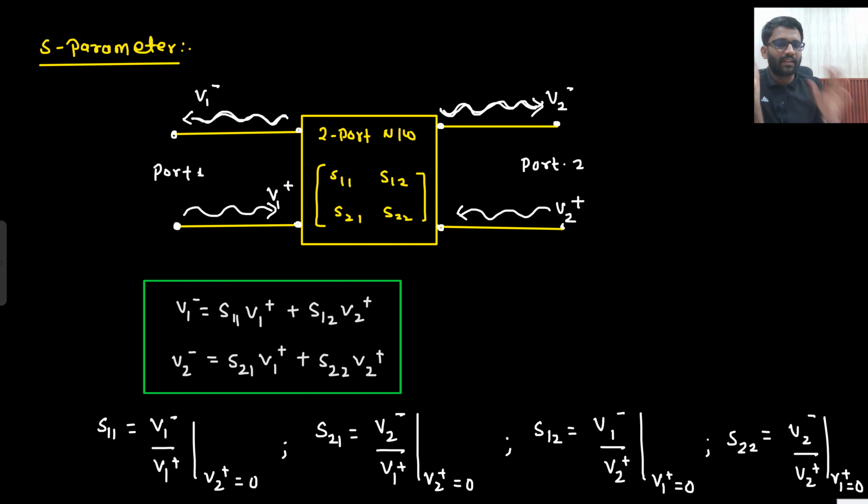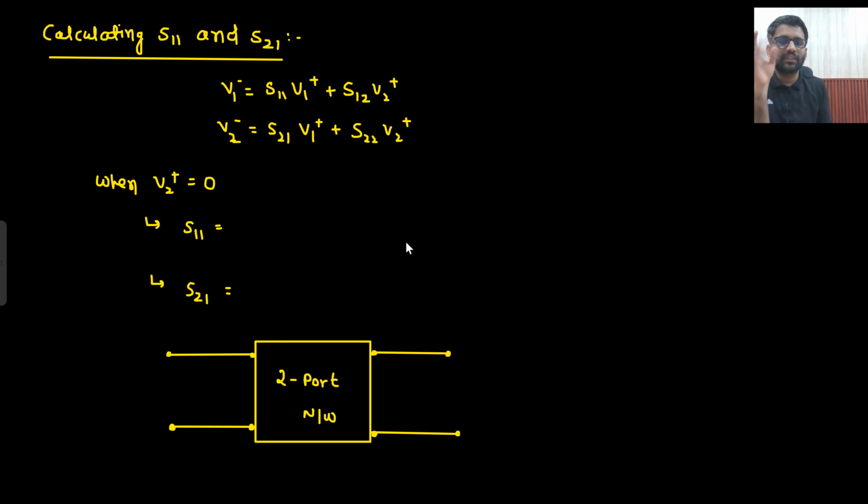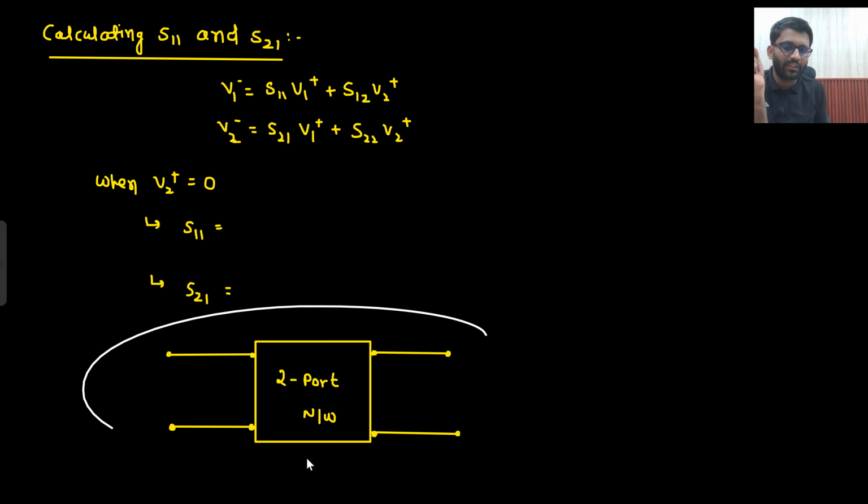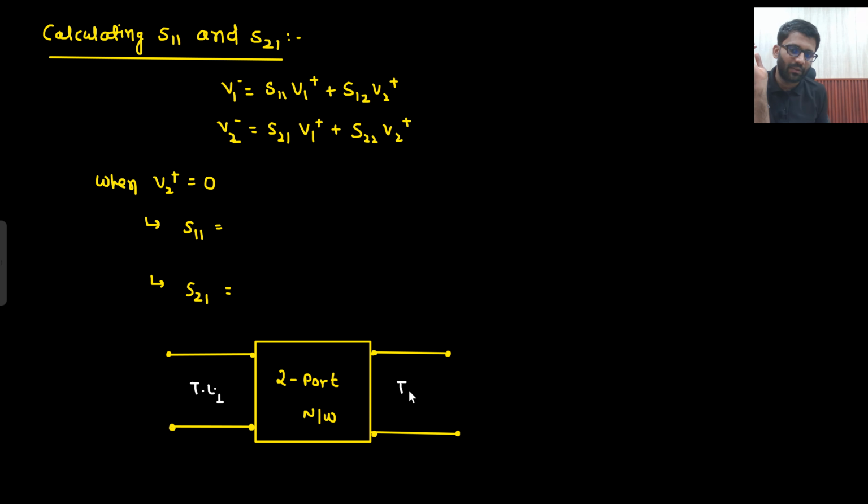Okay, so till now the things are clear. Two transmission lines, in between there is a network. V1 plus I am sending, V1 minus is being reflected back. V2 plus I am sending, V2 minus is being reflected back. Now I need to find these parameters. How will I find that? So let's check that out. First I am calculating S11 and S21. That means I need to put V2 plus equals 0. So this is my two port. This was port 1, this was port 2. This was transmission line 1, and this was transmission line 2.